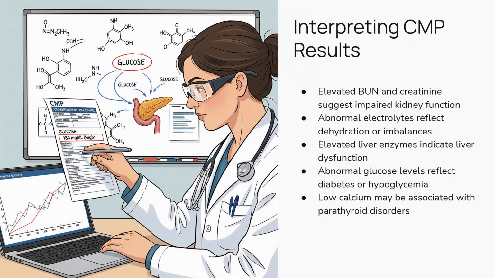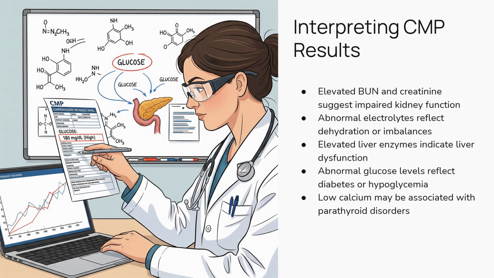And elevated BUN and creatinine. These elevated levels suggest impaired kidney function or decreased ability of the kidneys to clear waste products from the blood. Such changes may indicate acute or chronic kidney disease or conditions affecting renal perfusion. For abnormal electrolyte levels, variations from normal ranges may reflect dehydration or other electrolyte imbalances like sodium, potassium, or chloride, and these imbalances can disrupt cellular function and affect vital organs like the heart and brain.